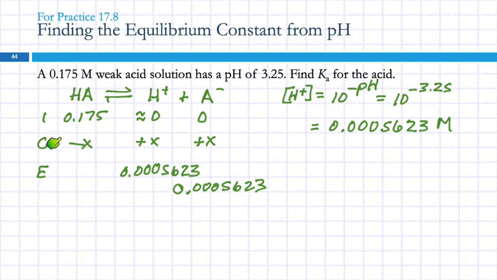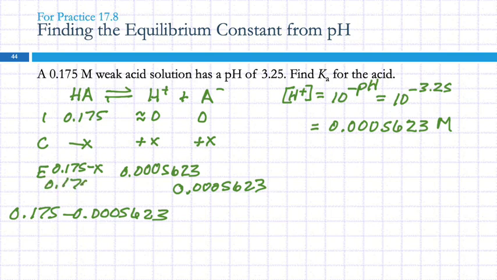And then over here, 0.175 minus X. I should have made this bigger. So that's 0.175 minus 0.0005623. That's 0.17444. That's what that equals.